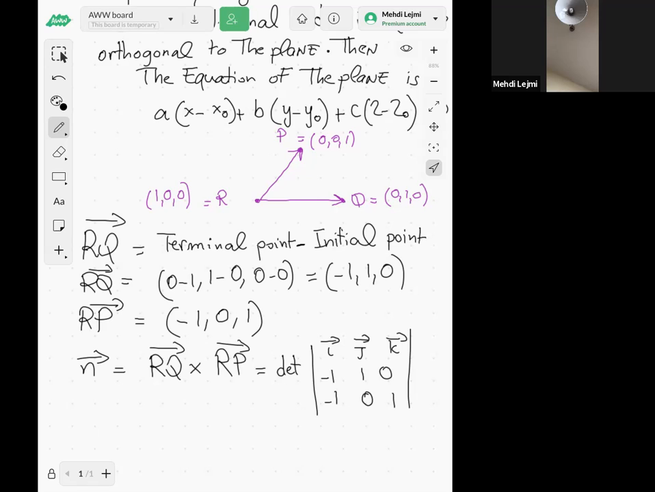Do you guys know how to compute the determinant of this matrix? Do I need to go through the details here? Anyway, for example, the first component of this vector would be like, you take this i. This i means the vector 1, 0, 0. And then you kind of cross multiply here.